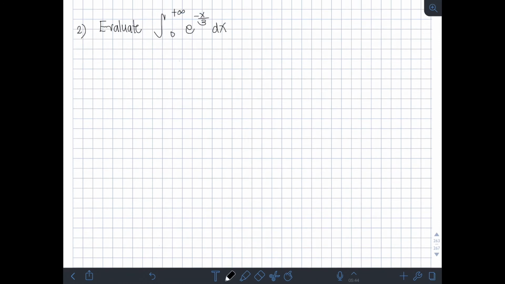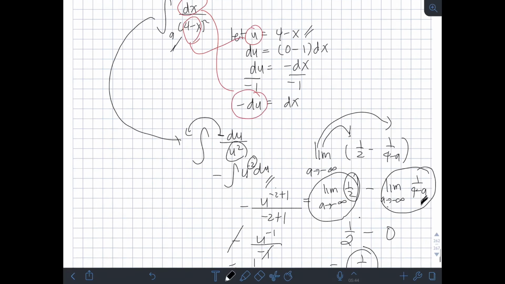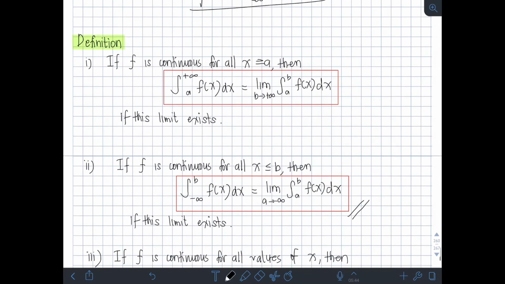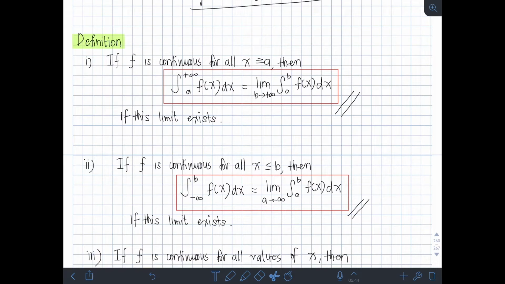Okay? Next, we have: evaluate the integral of e raised to negative x over 3 dx from 0 to positive infinity. Okay, so this time, this is case 1 of our improper integrals where we have a constant lower limit and our upper limit is positive infinity. So, we will use the formula from earlier above. So, let's copy it. So, we will use this formula to evaluate the improper integral.